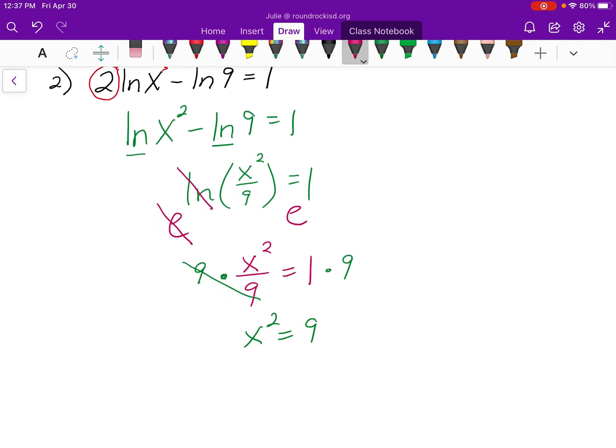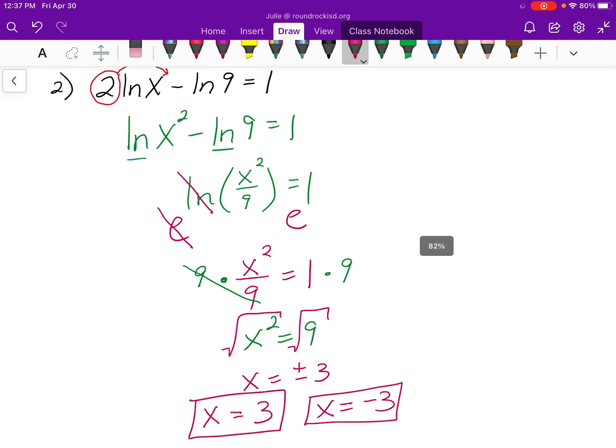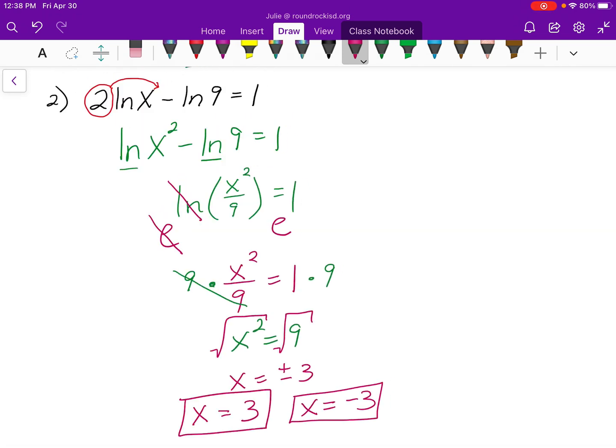Finally, I'm going to take the square root of both sides. And remember, when you take the square root of 9, you get 2 answers. You have plus or minus 3. So that gives me 2 solutions. x is equal to 3 or x is equal to negative 3. And the very last thing we have to do is check to see if I have any extraneous solution.